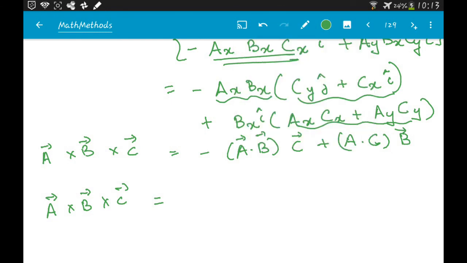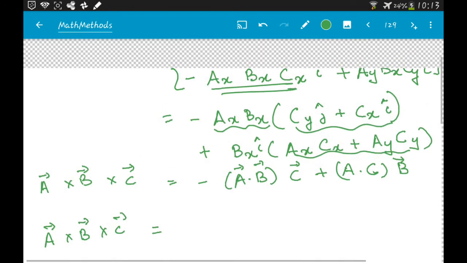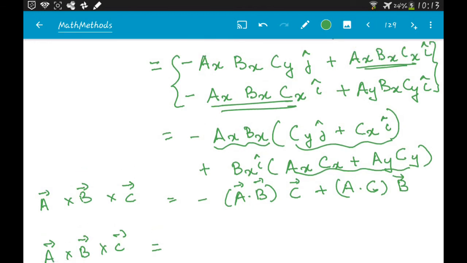Please make sure that you are following everything. If you find mistakes, you need to let me know. But I think I've corrected the mistake here. When you combine these two terms and keep BX I common, you will get AX CX plus AY CY, and that is nothing but A dot C into B. Essentially you are getting A dot C into B minus A dot B into C. So this is your formula.